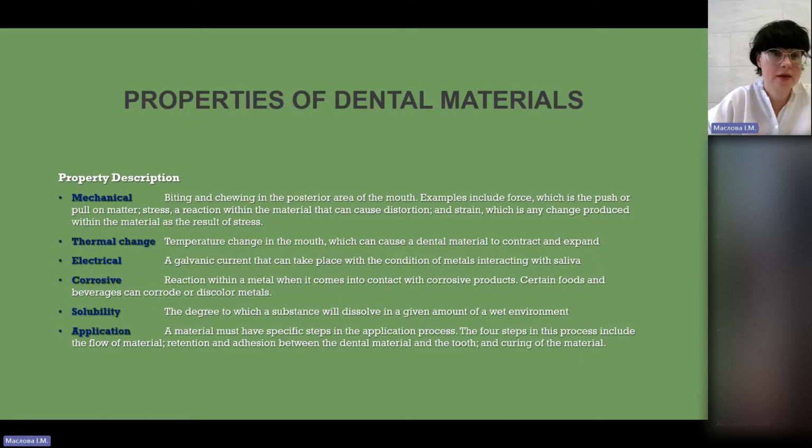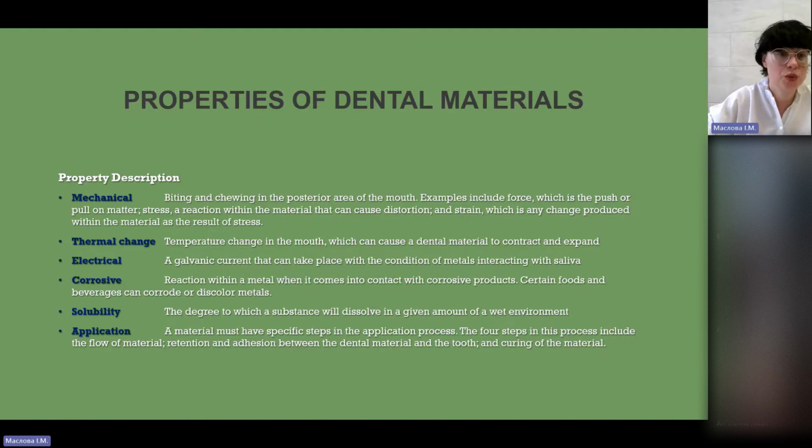Electrical, a galvanic current that can take place with the condition of metals interacting with polymer. Its relativity only the amalgam or amalgam dental material. A corrosive reaction within a metal when it comes into contact with corrosive products. Certain foods and beverages can corrode and discolor material.